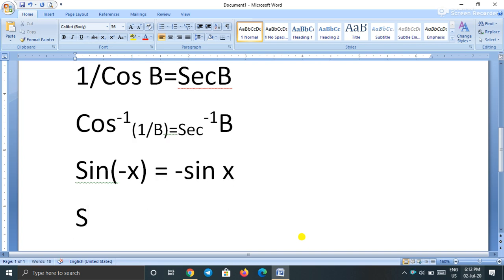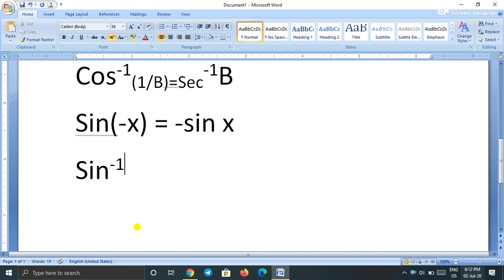Now when we study this formula in inverse trigonometric function, then this formula becomes sin inverse minus x is equal to minus sin inverse x.